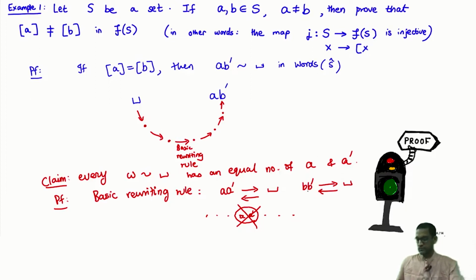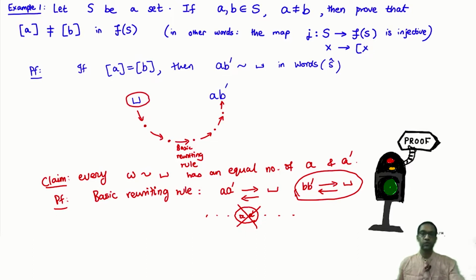Since I'm only focusing on the letter A, if my word has some number of A's and A dashes and I apply this rewriting rule, then the number of A's and A dashes in the new word does not change, because all I'm doing is taking a BB dash and making it empty, or taking the empty word and making it BB dash. I would encourage you to play with some examples to get an actual idea of what we are doing.